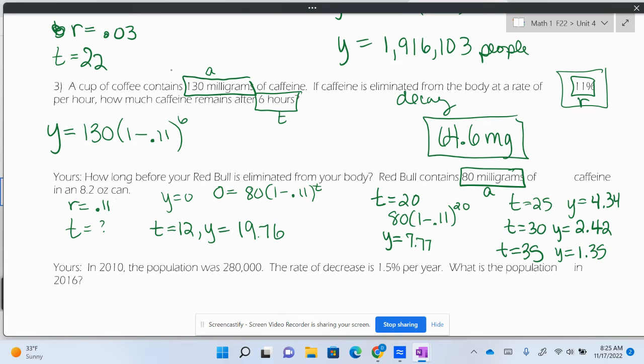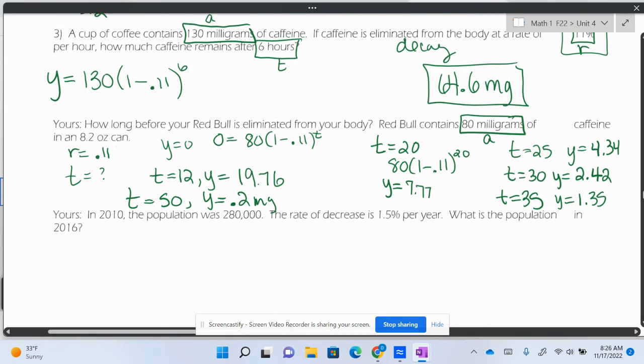So I'm just going to tell you, when t equals 50 hours, you have 0.2 of a milligram of caffeine left in your body. Just so you know. We're going to be done with that.